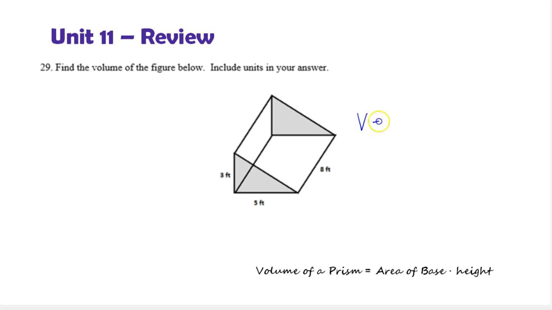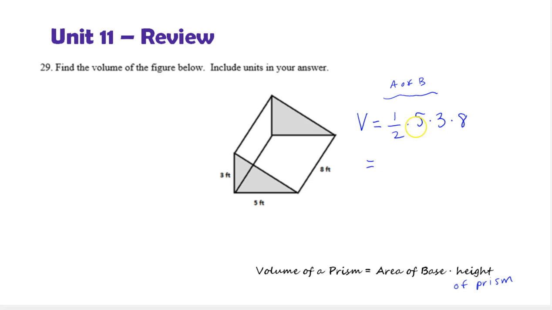So since we have a triangular base, its area is 1/2 the base of the triangle, which is 5, and the height is 3. Okay, so this is the area of the base, is this piece, and now we're going to multiply by the height, and this height is referring to the height of the prism. And the height of the prism is the distance between the two parallel bases, so it's not the same as the height of the triangle, and this is 8.